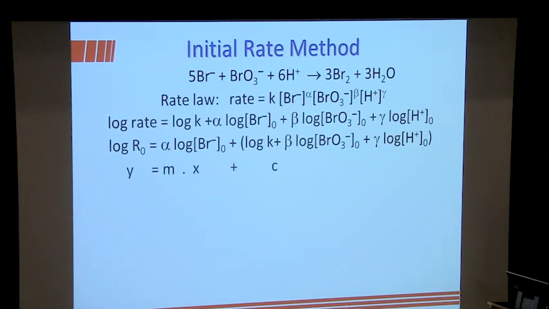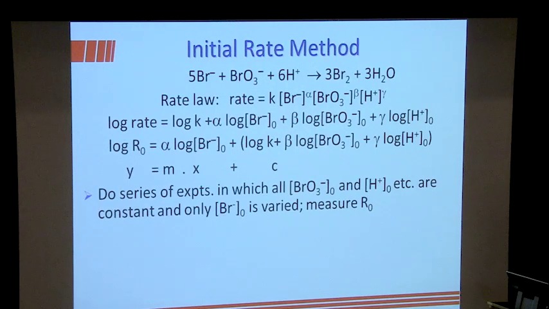Okay? And then we do the same again, where we keep the concentration of Br minus constant and H plus constant, and we isolate BrO3 minus. And we can get beta. And then we do it again with H plus. Okay? We vary the concentration of H plus and keep the others constant, and we can get gamma. Okay? And that way we can get alpha, beta, and gamma, the dependence. And we find that alpha is 1, beta is 1, and gamma is 2. Okay?